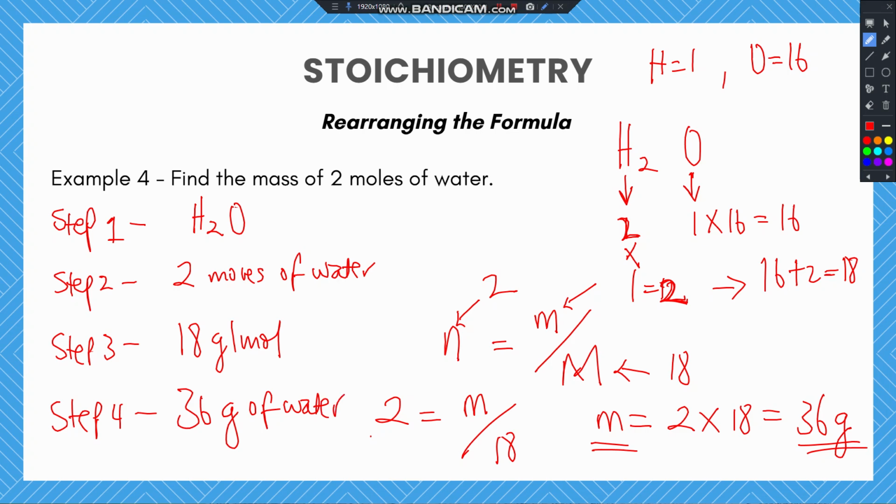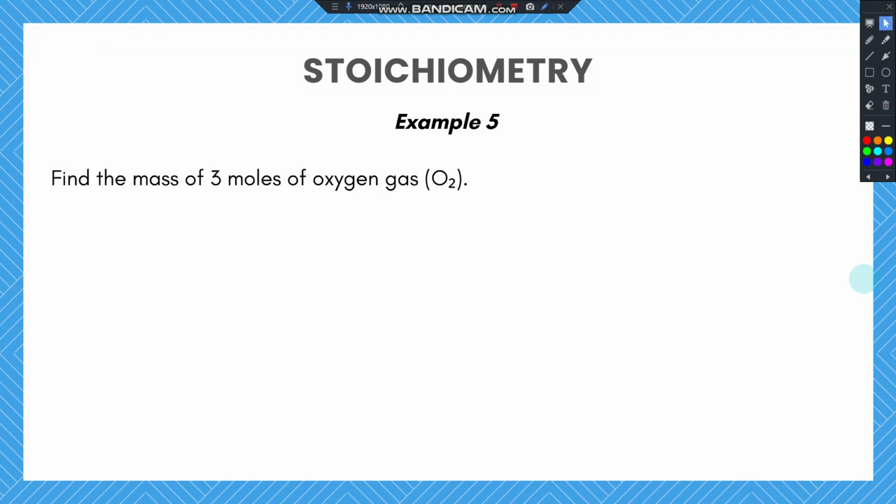I'm sure you saw how we solved this. We rearranged the formula to suit finding the mass. Let's check out another example. The example on the screen says find the mass of 3 moles of oxygen gas. Well, step number 1, write the formula. The formula is O2, oxygen gas. Step number 2, identify what's given. We have 3 moles as the data given to us.